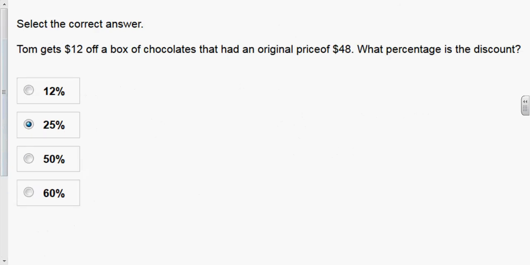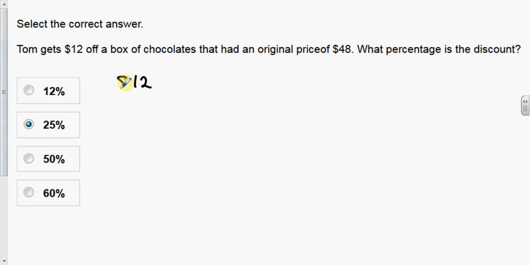So now Tom gets $12 off a box of chocolates that had an original price of $48. What percent is the discount? So basically what they're saying is that $12 is what percent of 48? If we read that using our math, Tom gets $12 off a box of chocolates that had an original price of $48. What percent is the $12?